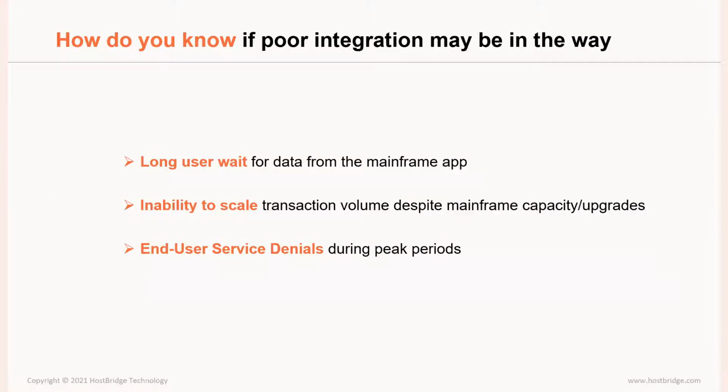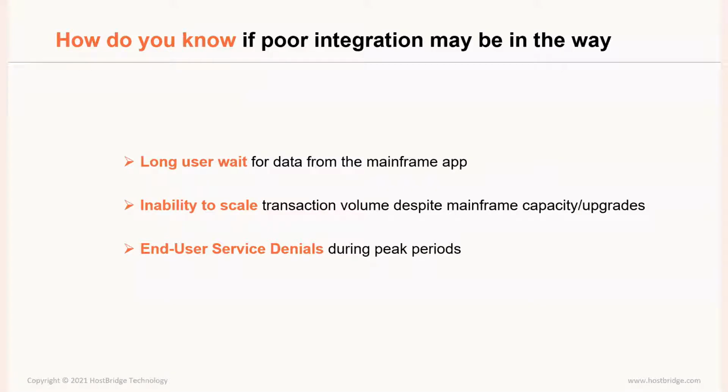So let's dive in. There are a lot of warning indicators about whether or not poor integration might be in the way. So how do you know? Well, there are a number of things. This is sort of like, for lack of a better analogy, the COVID test for potential poor mainframe integration.